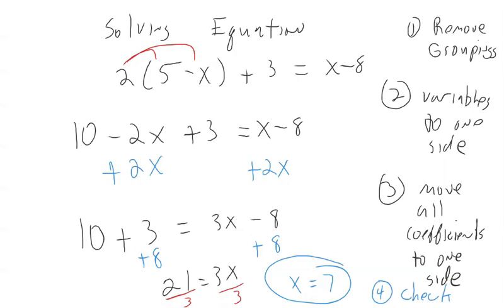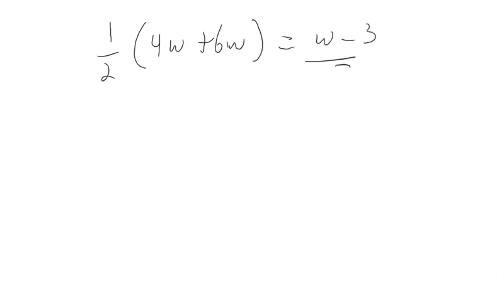But let's do one more, just to make sure that we're a little comfortable with this, right? So what if we have 1/2 (4w plus 6w) equals (w minus 3) all over 3.